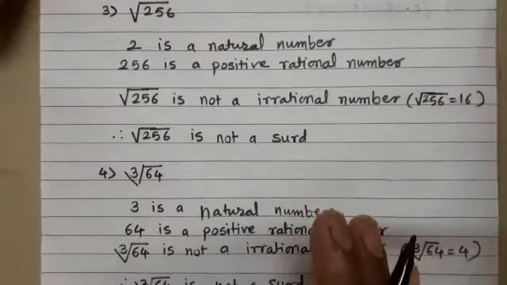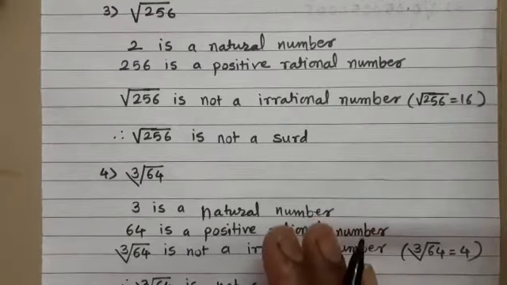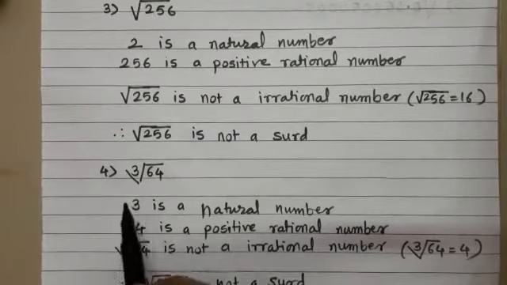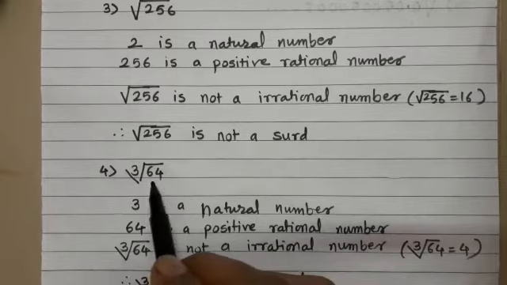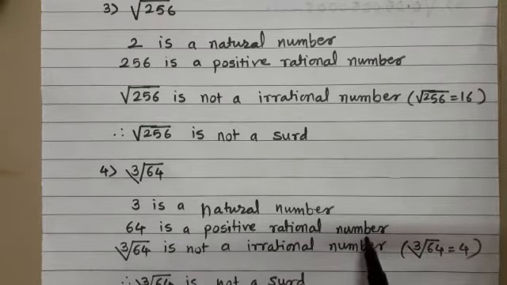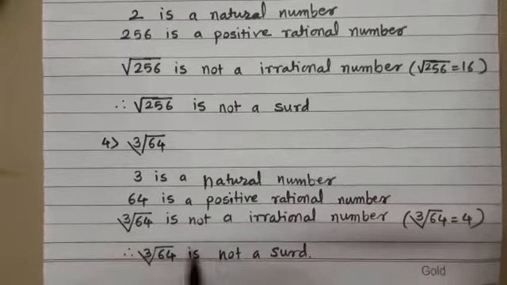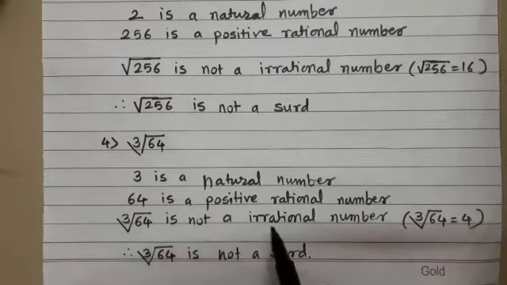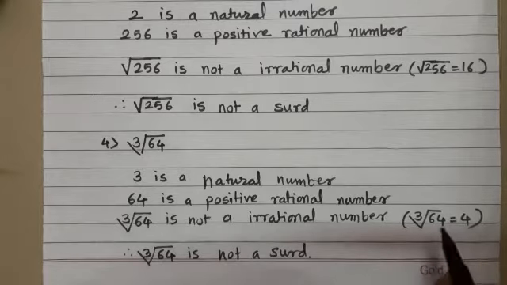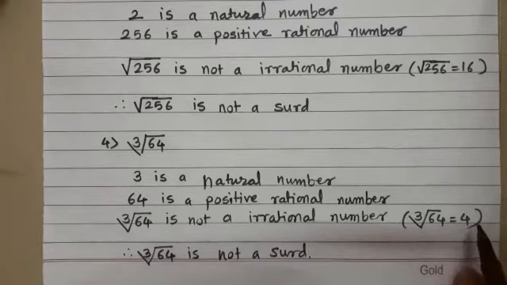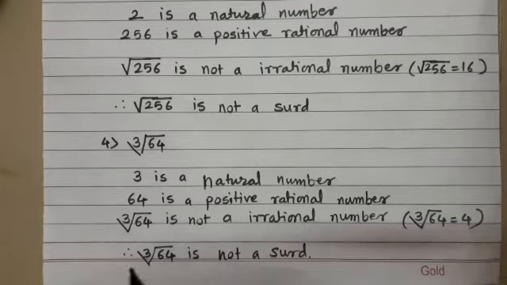Now fourth example, cube root of 64. This 3 is a natural number. Radicand is 64. 64 is a positive rational number. Cube root of 64 is not an irrational number because 64 is cube of 4. That means if we find out the cube root of 64, we get the answer 4. That means cube root of 64 is 4 and 4 is a rational number. It is not an irrational number. So that cube root of 64 is not a surd.